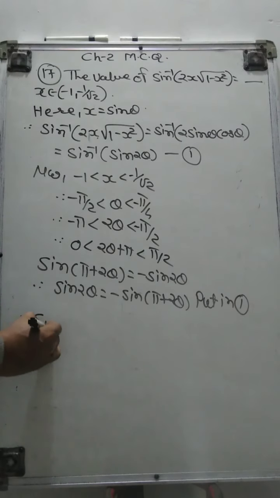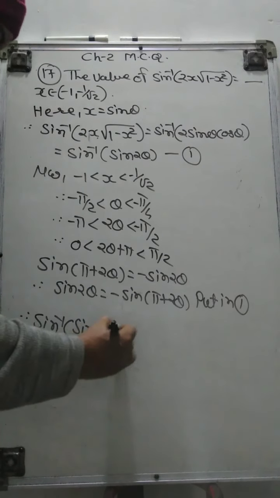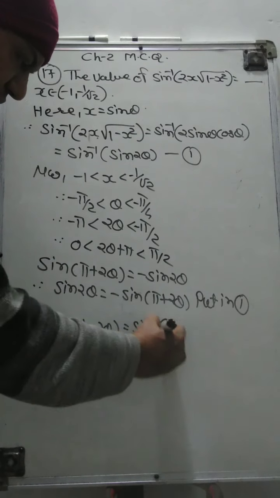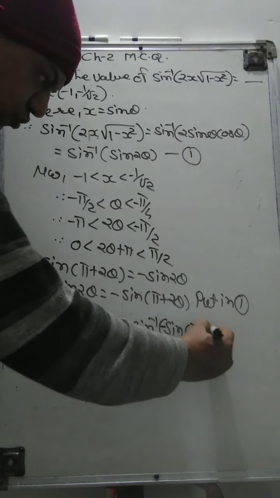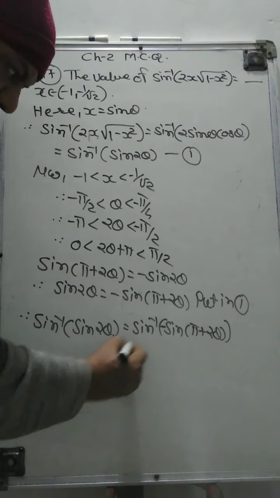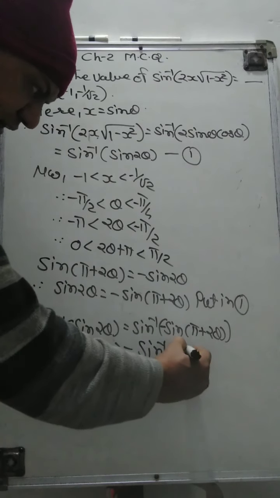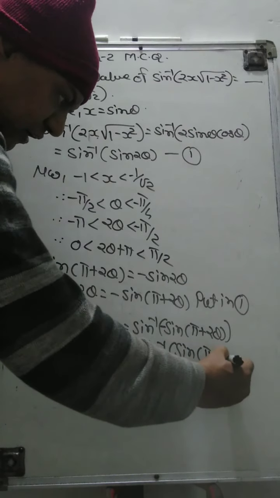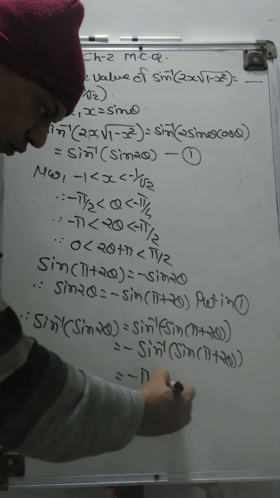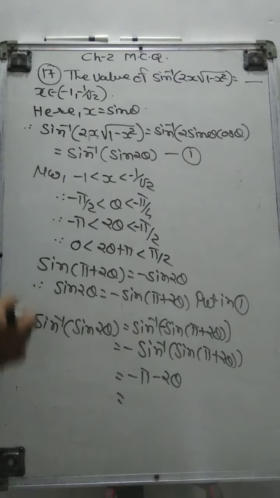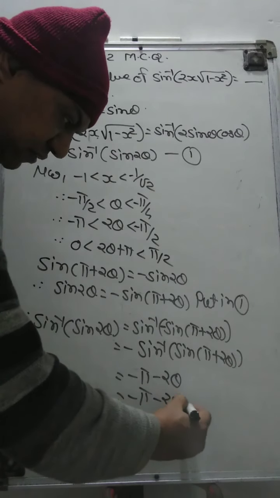Therefore, sine inverse sine 2 theta is equal to sine inverse sine of minus sine pi plus 2 theta. So this minus we take outside, sine inverse sine pi plus 2 theta, sine are removed, minus pi minus 2 theta, and theta is equal to sine inverse x. So our answer is minus pi minus 2 sine inverse x.